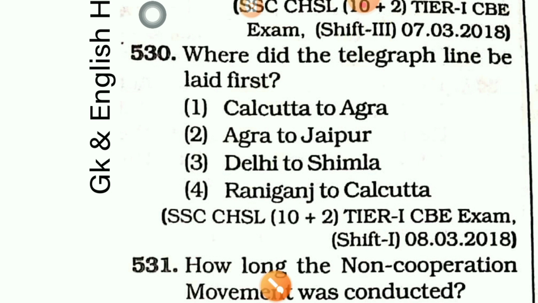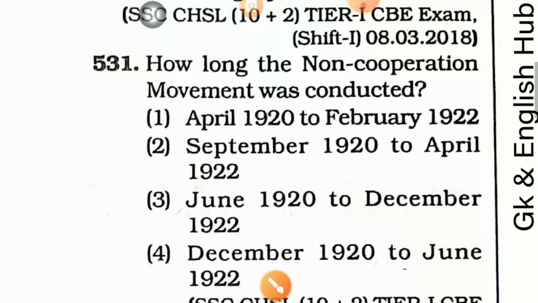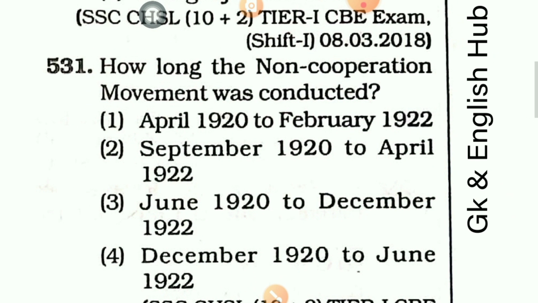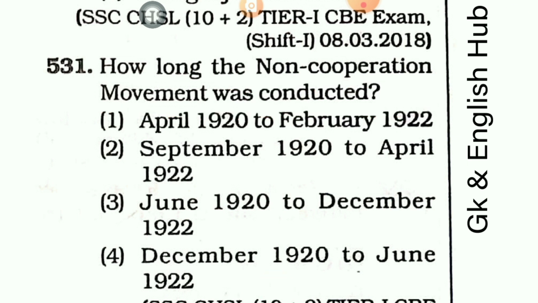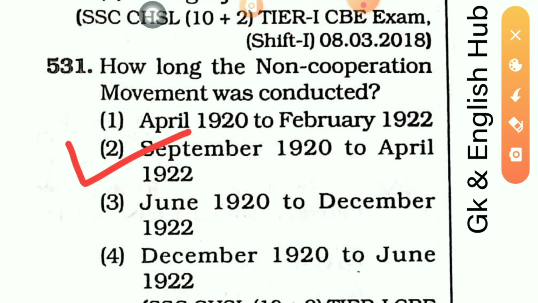Now go to the next question, that is 531. How long was the non-cooperation movement conducted? For how long? It is September 1922. So here the answer will be option 2, September 1922.